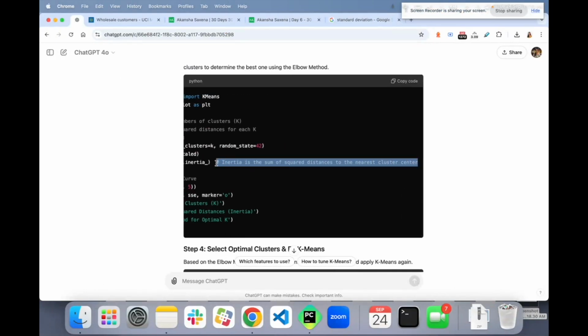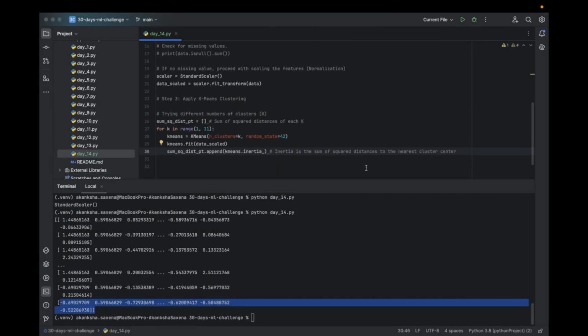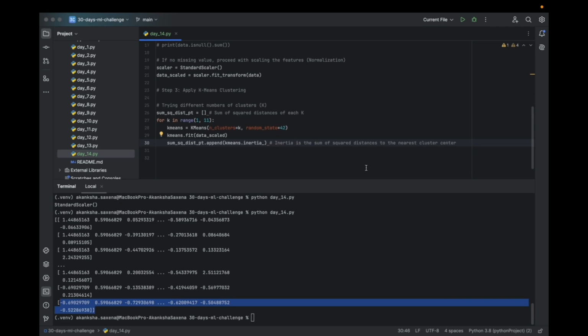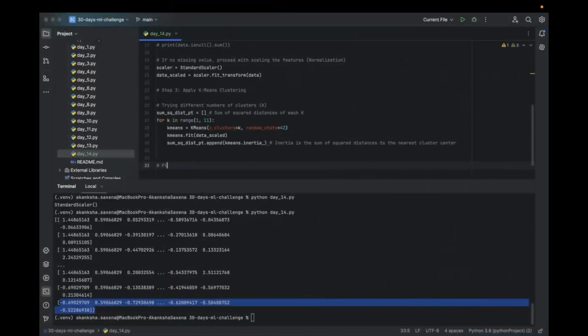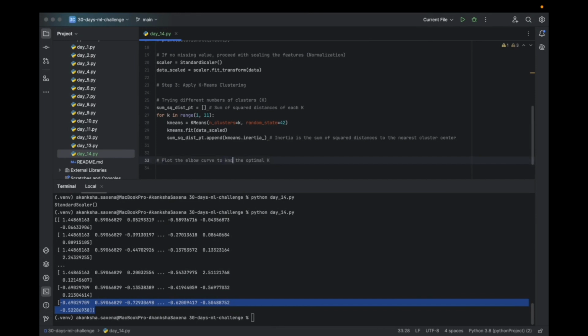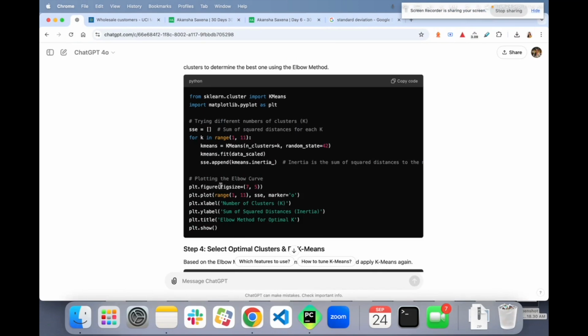Inertia is the sum of the squared distances to the nearest cluster center. So we are pushing it, and then we are going to plot the elbow curve to see the optimal k, to know about the optimal k. We will be using a normal plot, a graph.